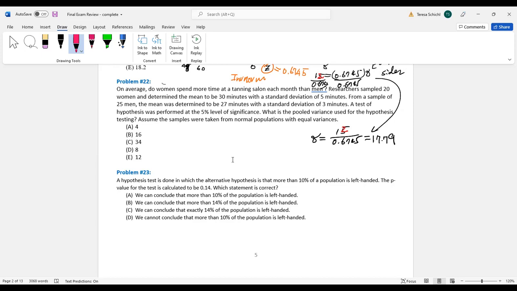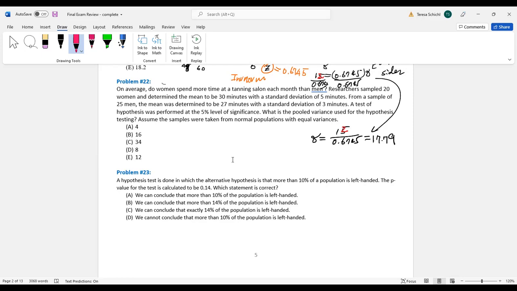Research sampled 20 women and determined their mean to be 30 minutes, and the standard deviation is 5 minutes. From a sample of 25 men, the mean was determined to be 27 minutes with a standard deviation of 3 minutes. A test of the hypothesis was performed at a 5% level of significance.